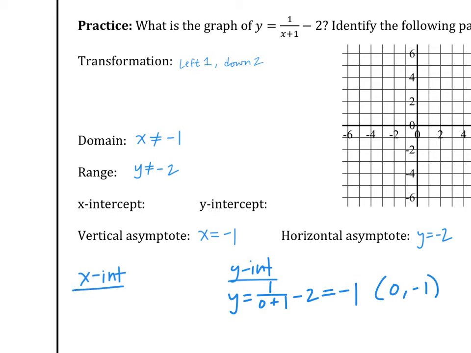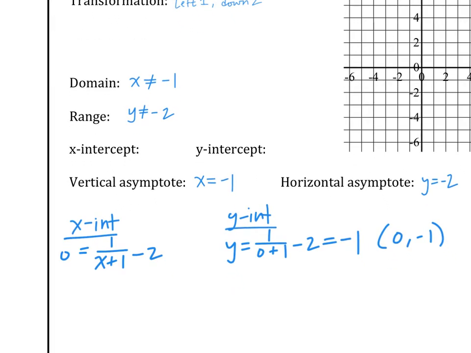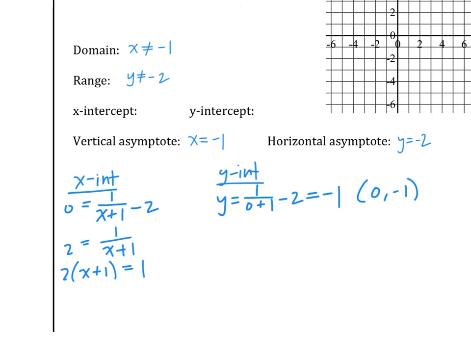All right, x-intercept is when what happens? Y equals 0. So 0 equals 1 over x plus 1 minus 2. All right, so what should we do first? Add 2. Okay, so 2 equals 1 over x plus 1. What's next? Multiply by x plus 1. Okay, equals 1. And what's the next thing? Divide by 2. X plus 1 equals 1/2. And the last thing? Subtract 1. So minus 1/2. So there's going to be another point at (-1/2, 0). Okay, graph it. So you have everything you need to graph this function.